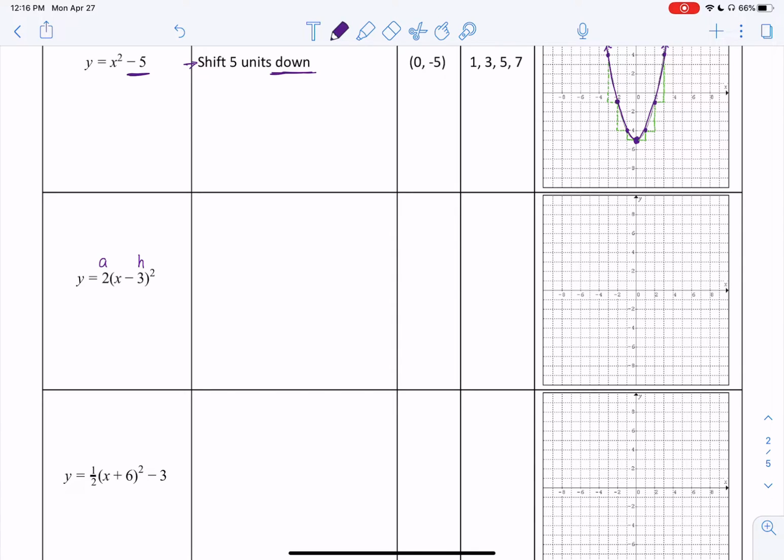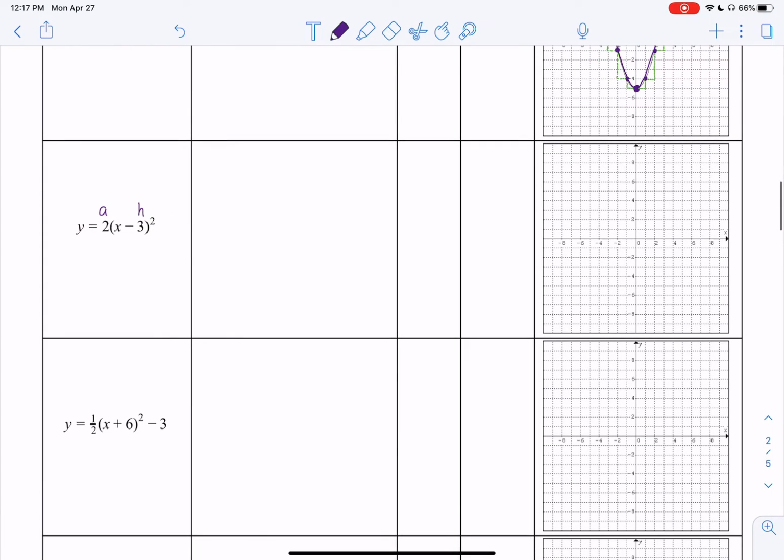So I first start by looking at a. Has there been a reflection? Is a negative? In this case, no. So there's no reflection. It should be a happy parabola. Next, I notice that there is an a value. So not looking at the sign, just the number, I notice it's bigger than 1. So we should have a vertical stretch of 2.